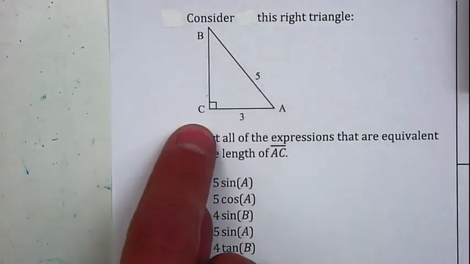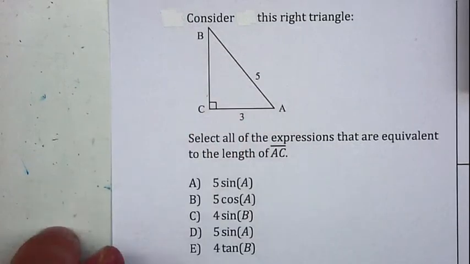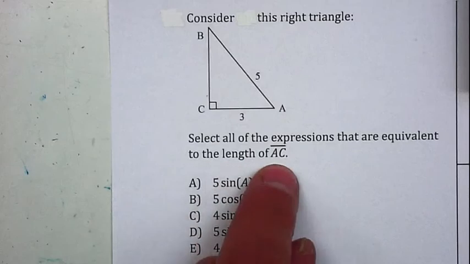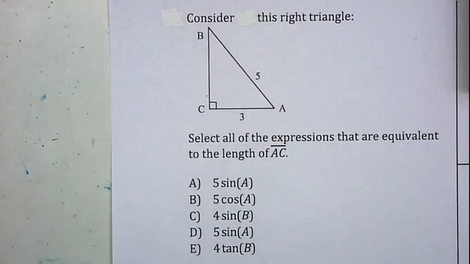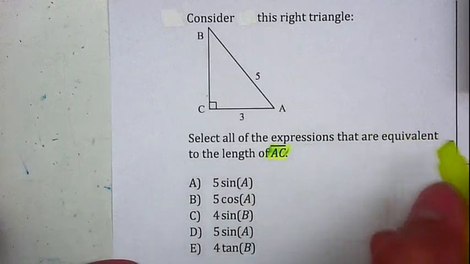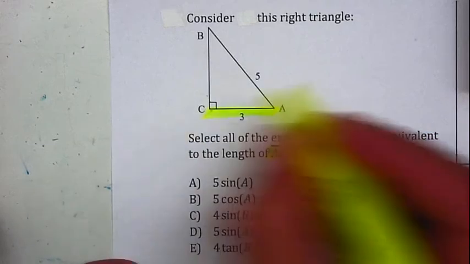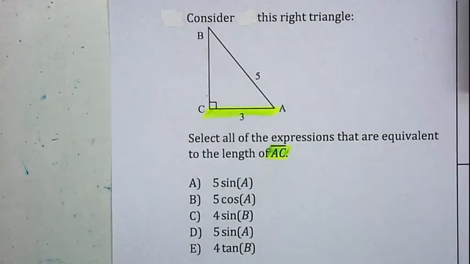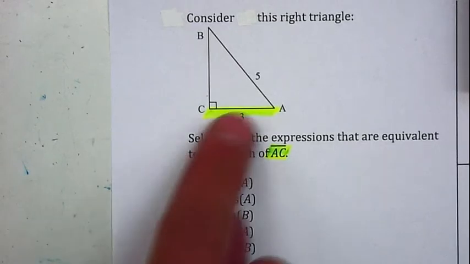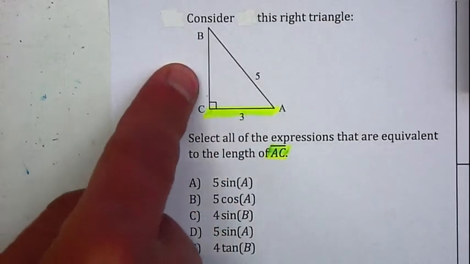with ABC and they give you two sides. Select all the expressions that are equivalent to the length of AC. So they're asking you to find all the expressions that are equivalent to the length of AC. Here's AC. And I want to find out which are equivalent to that. First, it is best to find the missing length.